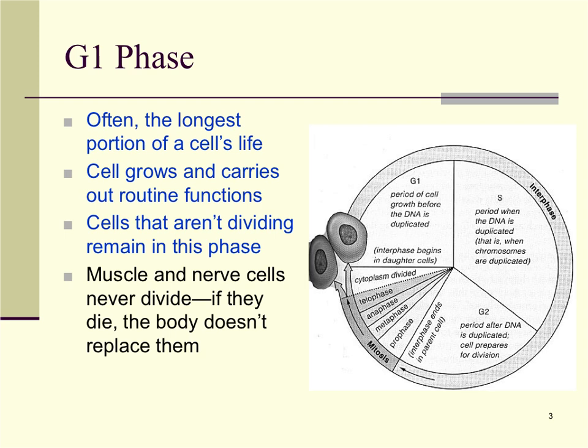During this time, the cell grows and carries out routine functions, and cells that are not dividing remain in this phase. The G1 phase is part of a larger category called interphase. Interphase makes up the G1 phase, the S phase, and the G2 phase. Some cells remain in the G1 phase forever. Muscle cells and nerve cells in adults don't divide, so they just remain in the G1 phase, and if they die, the body does not replace them.